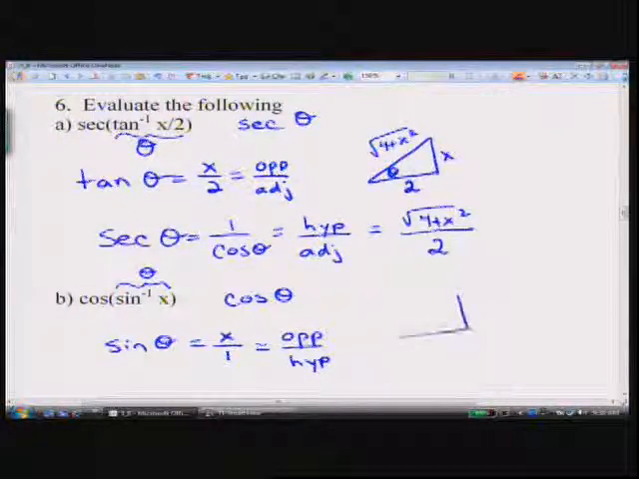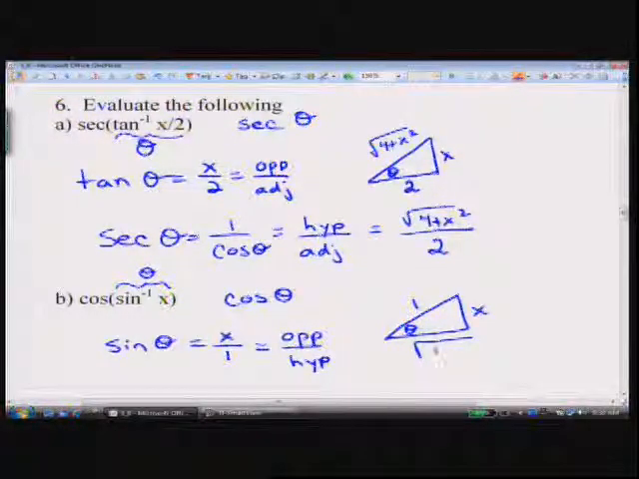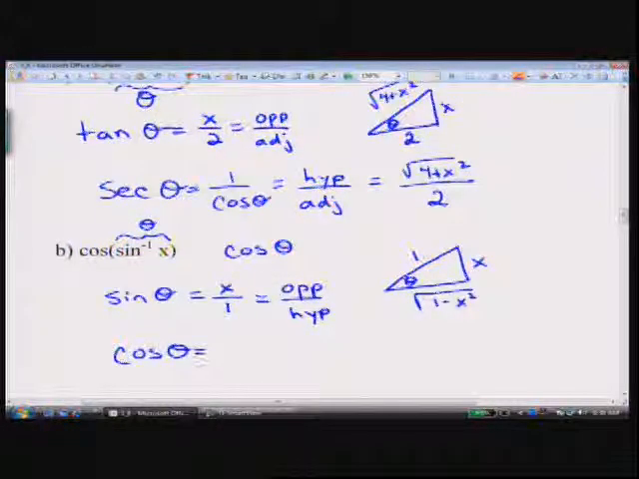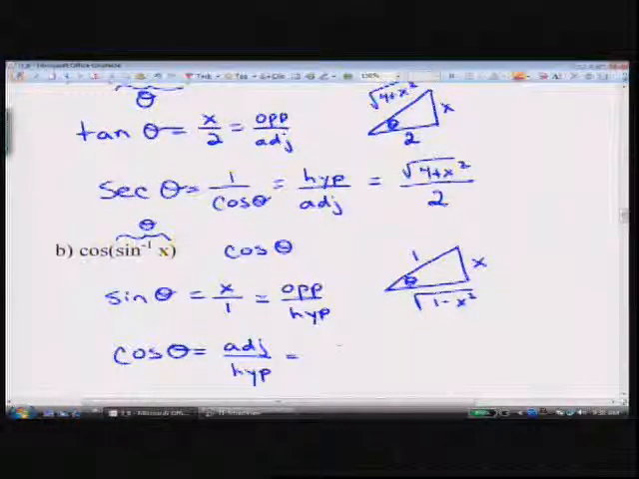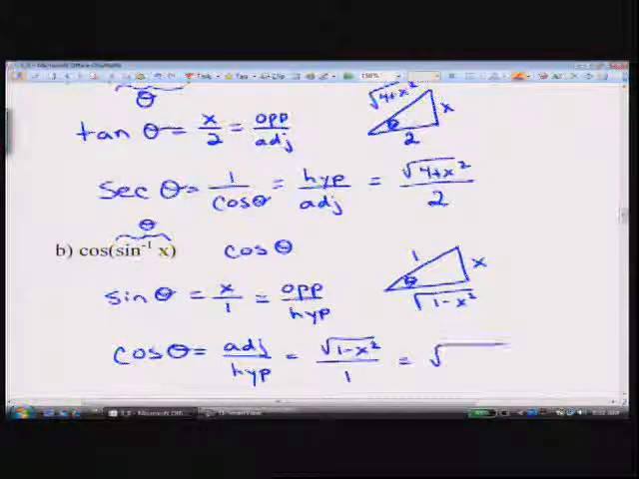So that means if I draw a right angle and put a theta here, the opposite is x, the hypotenuse is 1. The Pythagorean theorem tells me that this is going to be the square root of the hypotenuse squared minus this side squared. So this is going to be 1 minus x squared, just using the Pythagorean theorem. Okay? Now, I want the cosine of theta. Cosine is adjacent over hypotenuse, which is equal to the adjacent, which is square root of 1 minus x squared, over the hypotenuse, which is 1. So just the square root of 1 minus x squared is the answer.